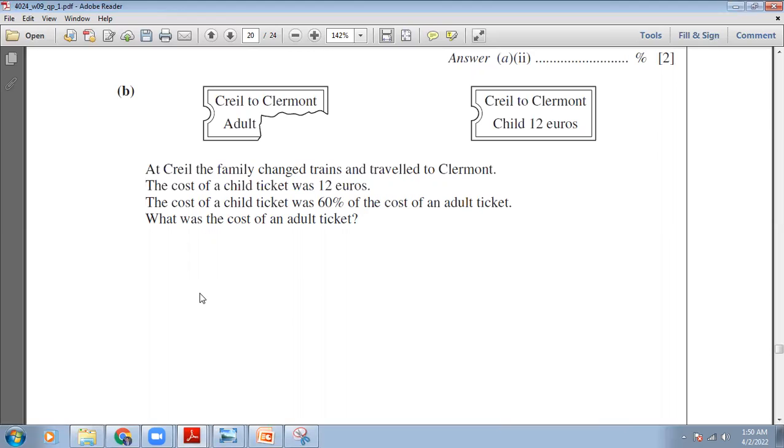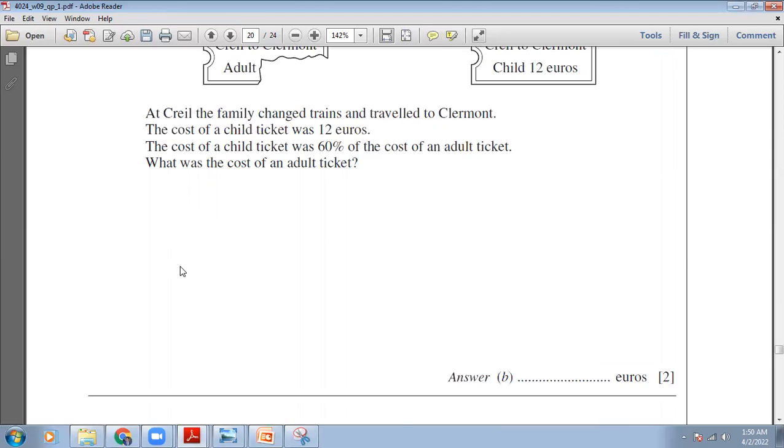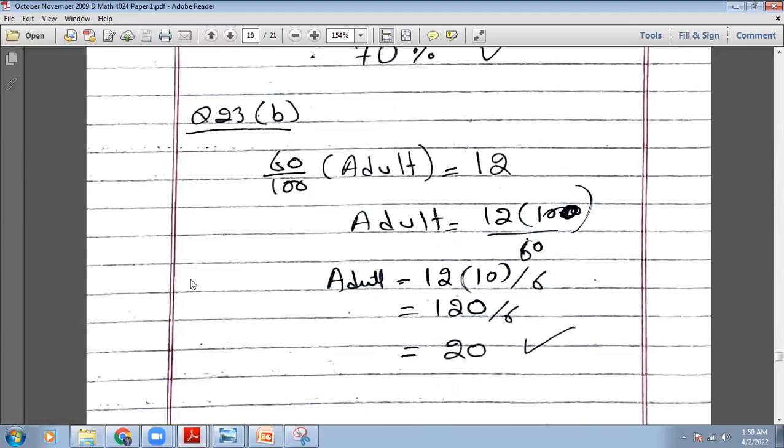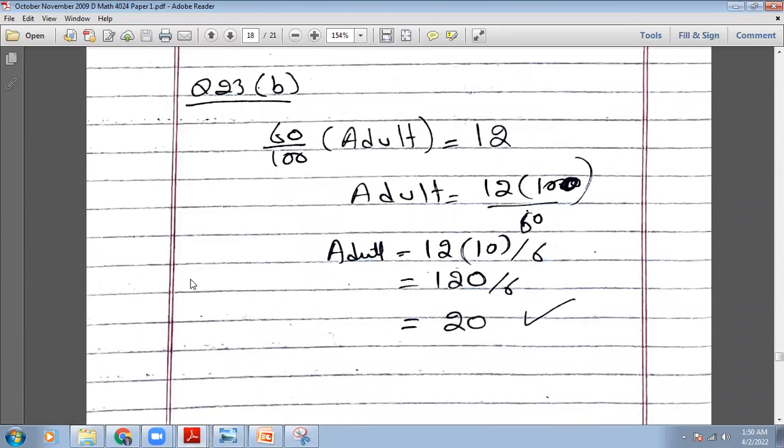So the adult ticket, I will suppose, is X, and the child ticket is 60% of that X, and that is 12 euros. So let me show you my solution. The 60% of the adult ticket equals the cost of the child ticket, that is 12. So 60 by 100 into adult equals 12. So adult will be equal to 12 multiplied by 100 divided by 60.